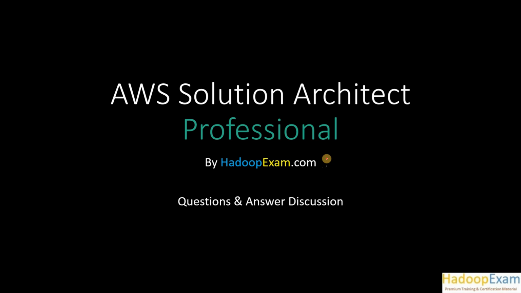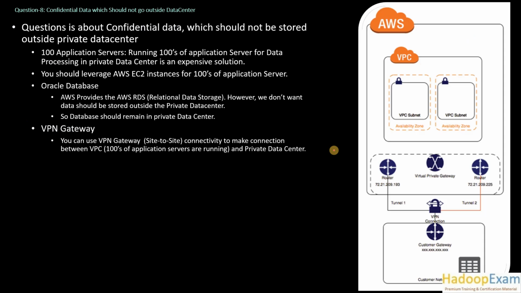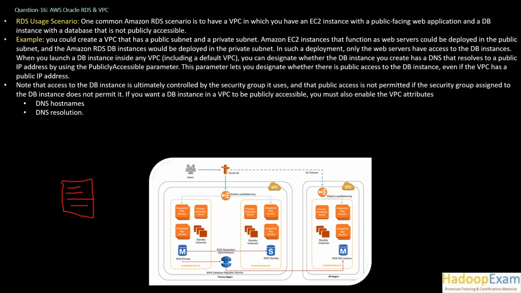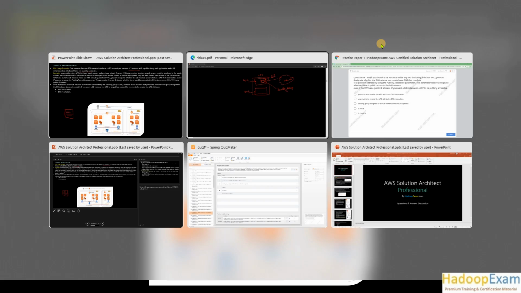Now let's go to what my presentation says about question number 16. Then we will try to answer this RDS usage scenario. One common Amazon RDS scenario is to have a VPC in which you have an EC2 instance with a public-facing web application and a DB instance with a database that is not publicly accessible. That is the common use case as well. For example, you can create a VPC that has a public subnet and a private subnet, with Amazon EC2 instances that function as web servers.